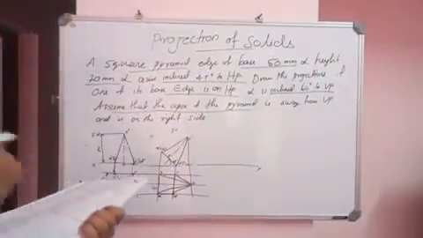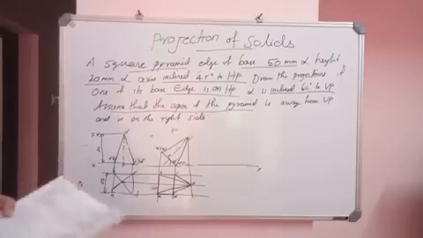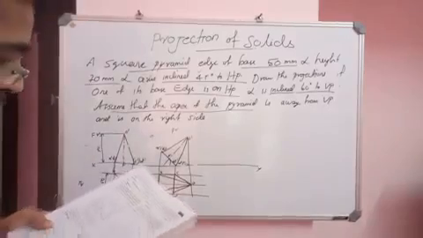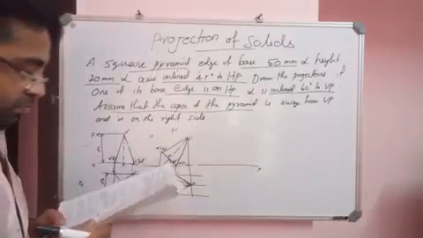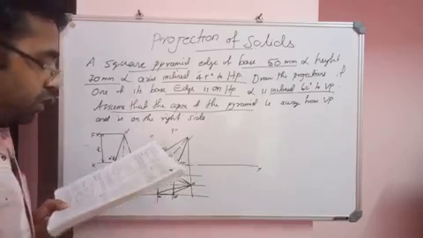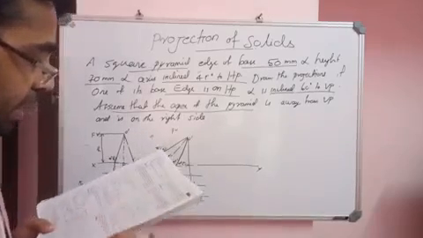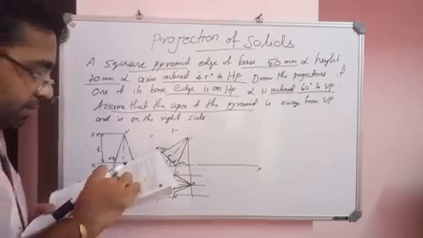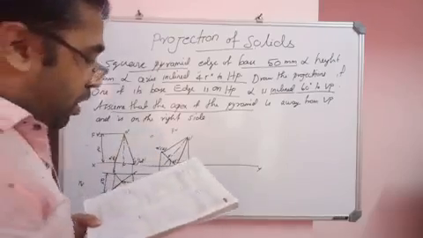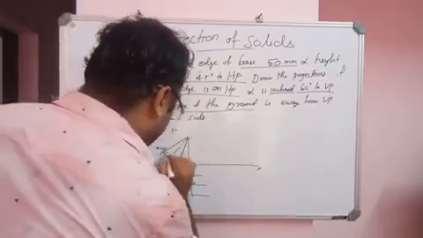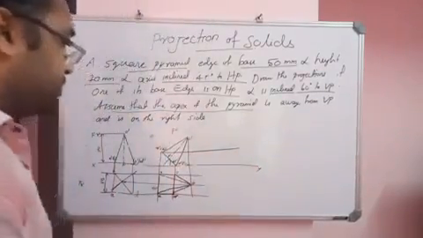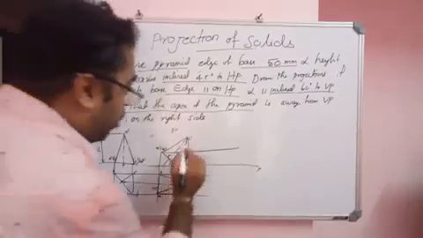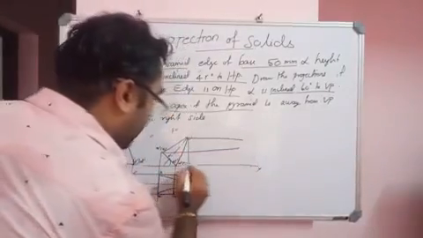Before that, we have to draw the same thing at 60 degrees. How are we going to draw? We have to take all the measurements to this side, like we are going to fetch this line. So all these lines are horizontal.